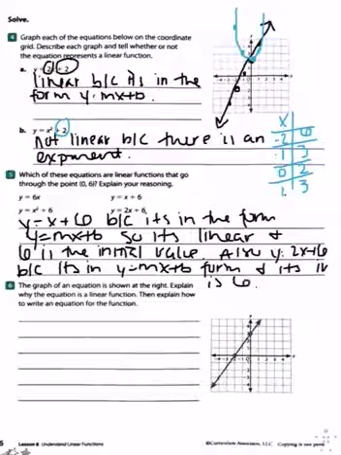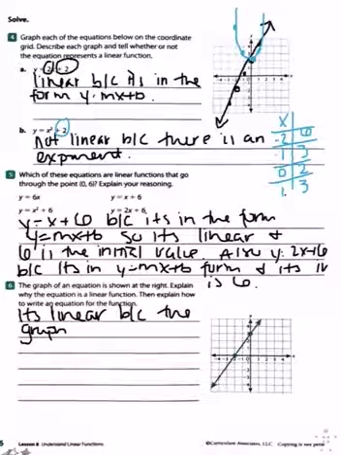Number 6. The graph of an equation is shown at the right. Explain why the equation is a linear function, then explain how to write the equation. So it's linear because the graph makes a straight line.